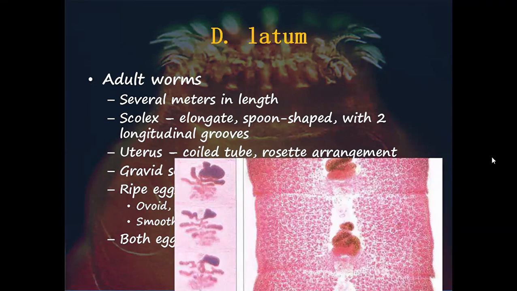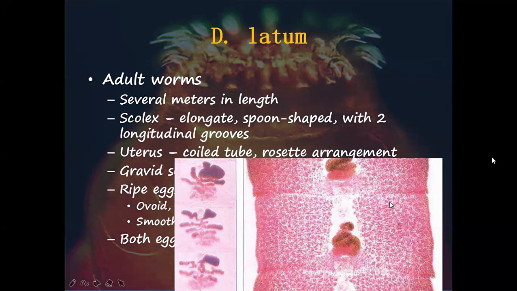So that is this one on the figure, the small structure there is the appearance of the uterus of your D. latum, which appears like a coiled tube with a rosette arrangement. And on the other side, you have a proglottid that is wider than it is long. The perpendicular dimension is shorter than the horizontal dimension. So it is wider than it is long.